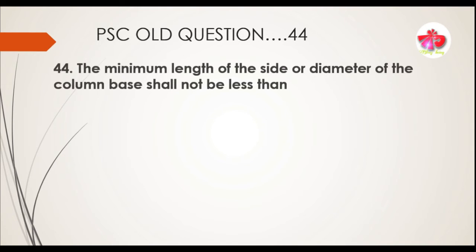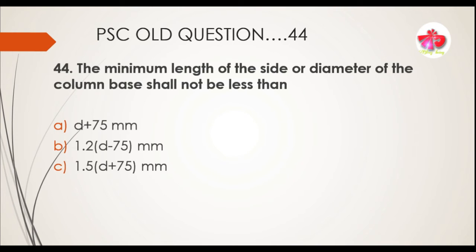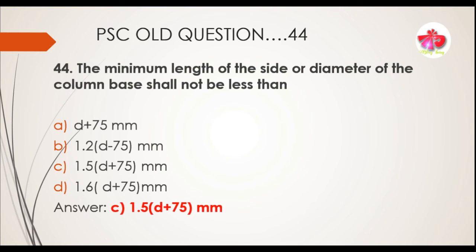Question number 44. The minimum length of the side or diameter of the column base shall not be less than option A, D plus 75 mm, option B, 1.2 times D minus 75 mm, option C, 1.5 times D plus 75 mm, and option D, 1.6 times D plus 75 mm. So friends, the minimum length of the side or diameter of the column base shall not be less than option C, that is 1.5 times D plus 75 mm.